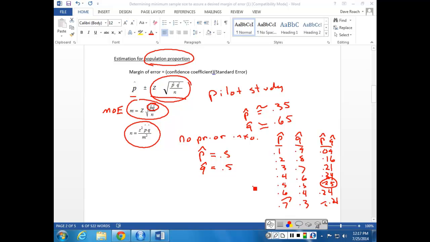Sorry, the marker's not working as well as it usually does. Well, anyway, that's the largest you can get, so it's the most conservative estimate of sample size that you can have. One other thing I want to say before I work a couple of problems is that you always round up. So if I ended up with 211.04, that's the minimum. Well, you can't take 211.04 in your sample size, so always round that up to the next higher number.